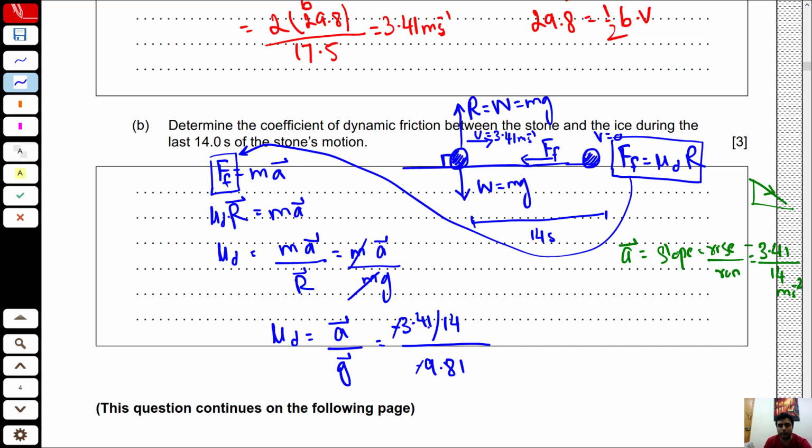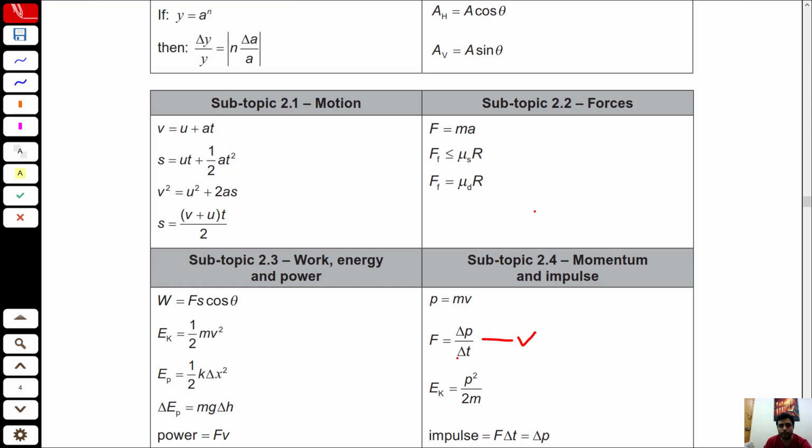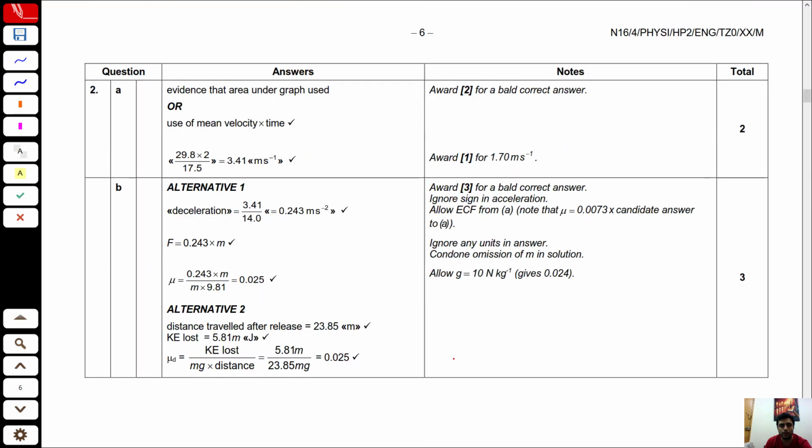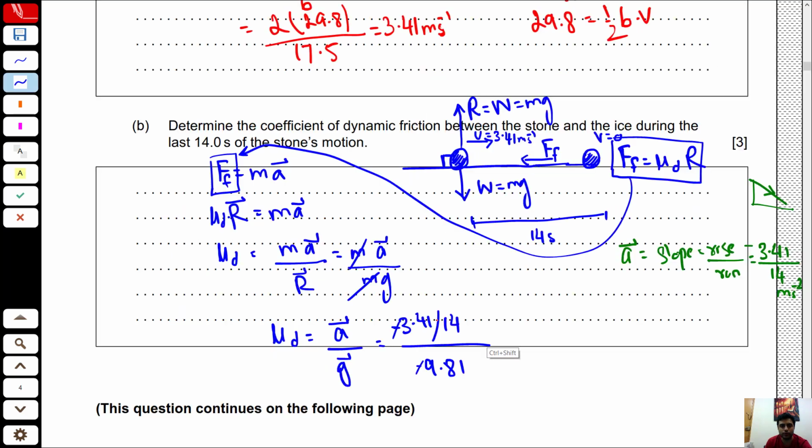So if you hit the calculator, 3.41 divided by 14 and then divided by 9.81, it's going to be 0.025. There are no units. So the coefficient of dynamic friction has no units. Don't put any unit there, and just round to 2 significant figures, because at most we have 2 significant figures here.